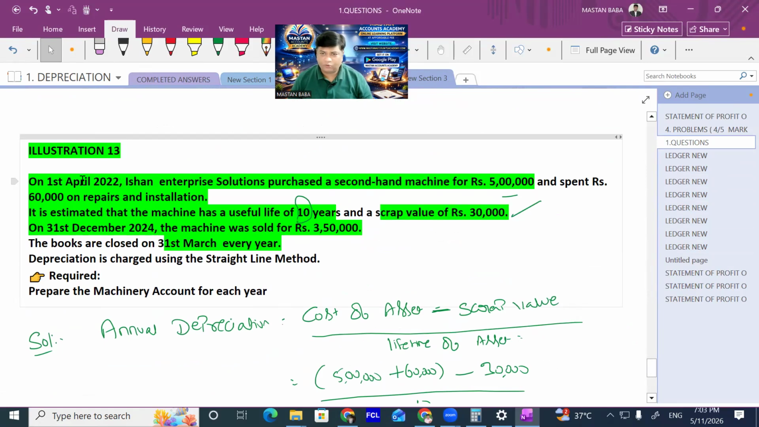So dates are much more important than the day. And an important thing: whether it is calendar year or financial year, it is clearly mentioned they are following the 31st March year end. So repeating once again, let me keep and check. On 1st April 2022 they purchased the asset for 5,60,000 and the annual depreciation is 53,000.